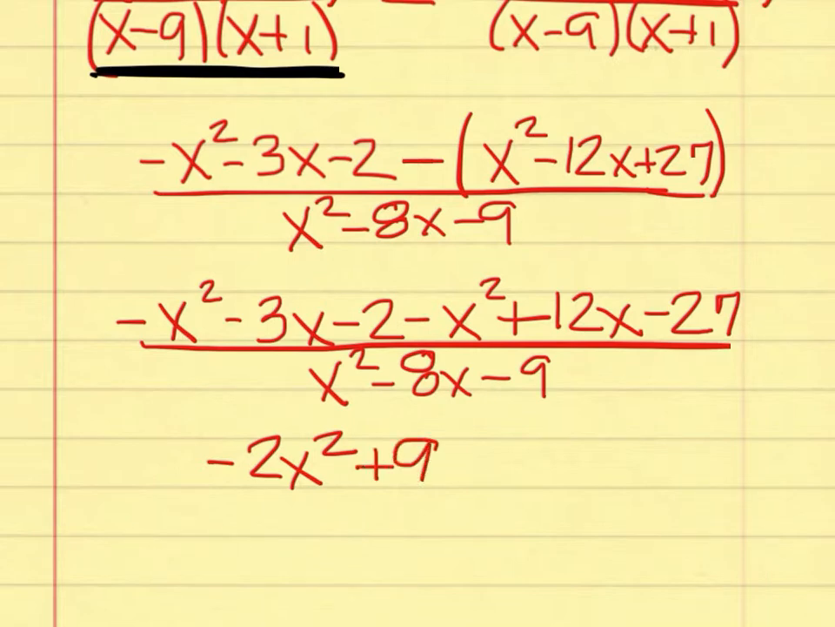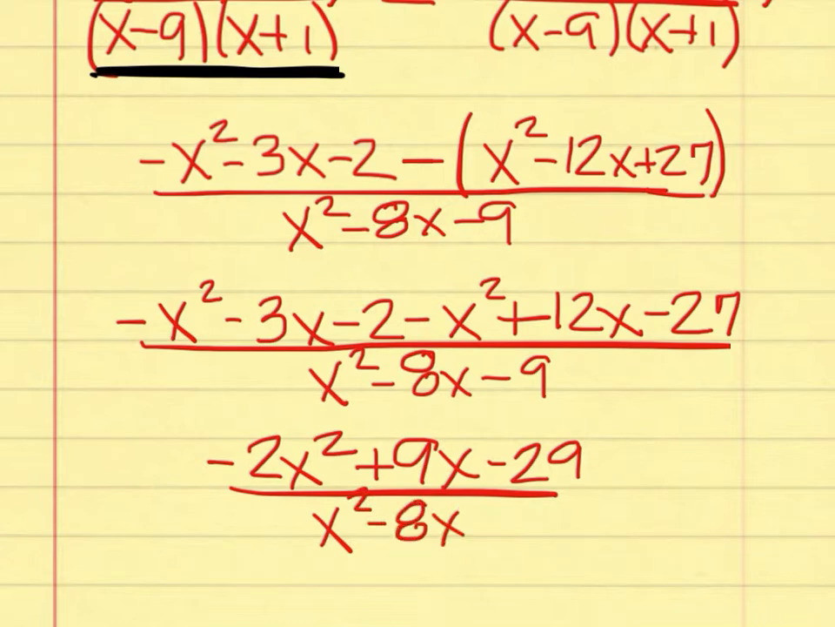9x is right. Okay, and what's left over when I combine my constants on the top? 29. Close. Negative 29. Yeah, negative 29 or minus 29. Okay, what goes on the bottom now? X squared minus 8x minus 9.